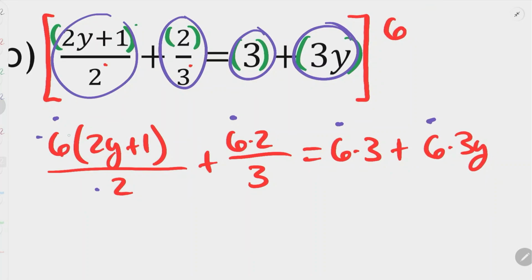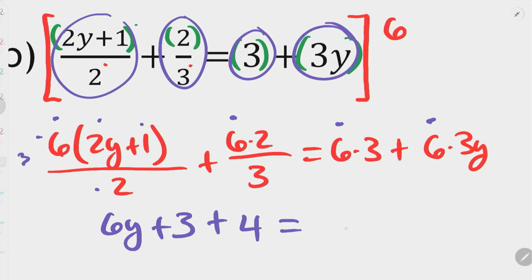So I'm going to go ahead and distribute this 3. This is going to become 3 times 2y, which is 6y plus 3. That feels like a possible place where I could have made an error. So I'm actually slowing down. I'm looking at it. 6 divided by 2 is 3. So I multiplied both the 2y times 3 and the 1 times 3. Plus 6 divided by 3 is 2. 2 times 2 is 4. Equals 6 times 3 is 18. Plus 6 times 3y is 18y.